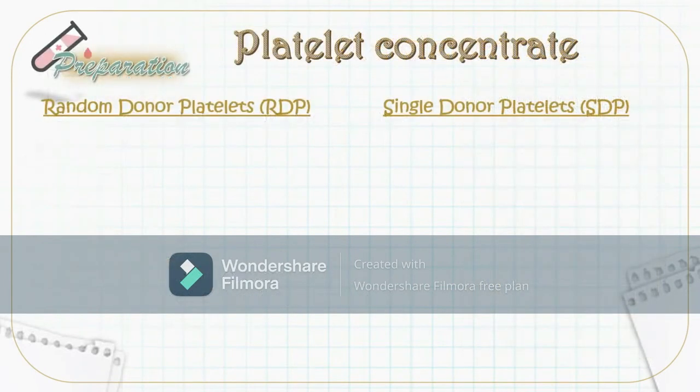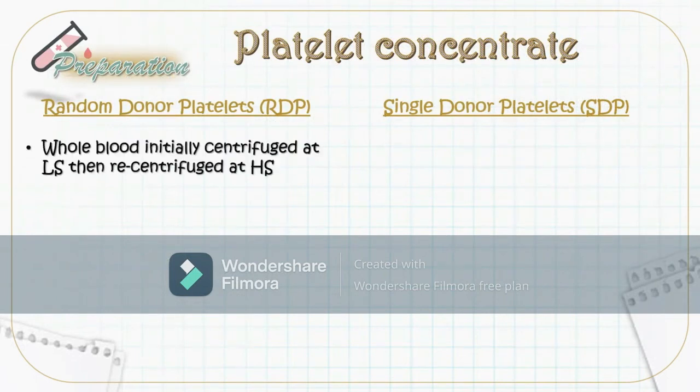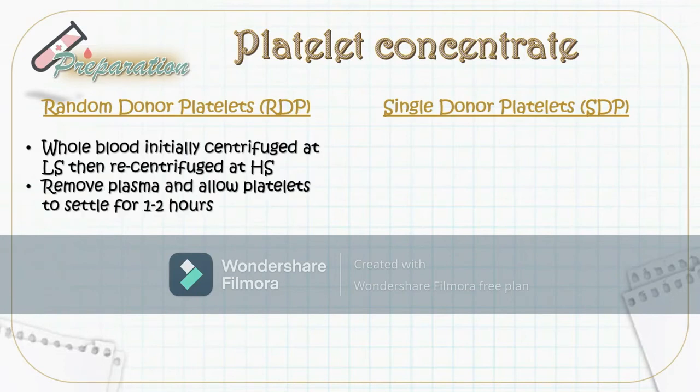Random donor platelets are those which are prepared from whole blood units. These whole blood units are initially centrifuged at a light spin, then recentrifuged at a heavy spin. Plasma will be separated and removed from the platelet concentrates, and we will be allowing our platelets to settle for approximately 1 to 2 hours before they are agitated for the rest of their storage period.